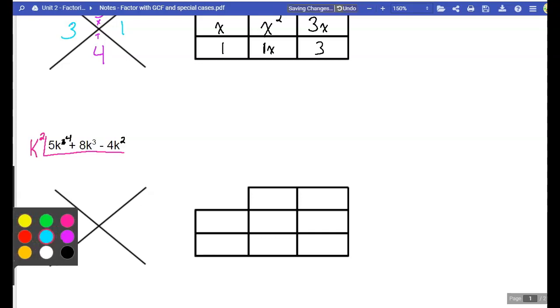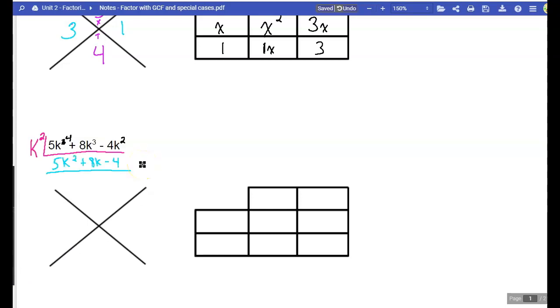So what I'd like you to do right now is take a moment and tell me what's going to go right here. I'm going to pause it right here, and you're going to tell me what goes on that line. All right, how'd you do? Did you get 5k squared plus 8k minus 4? If you got that, you did it right.